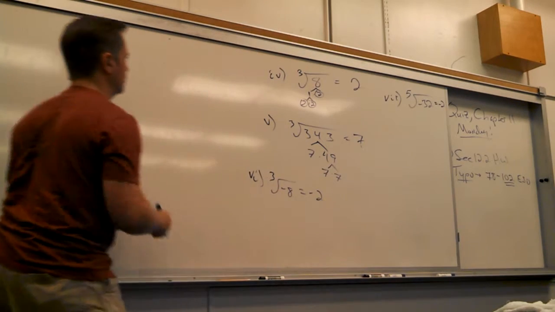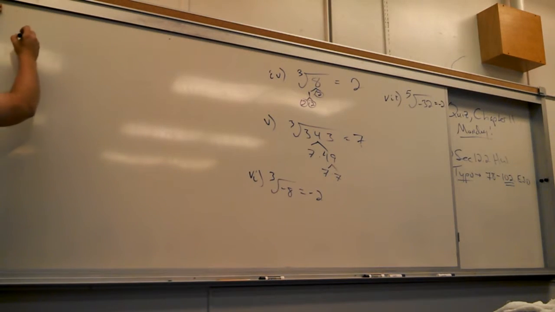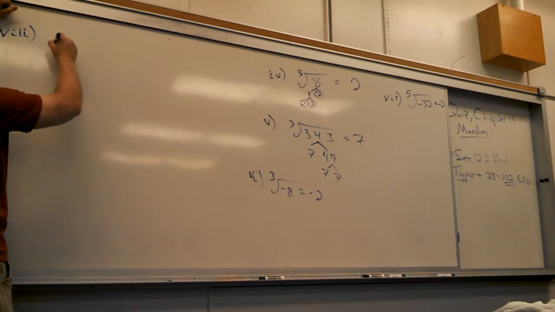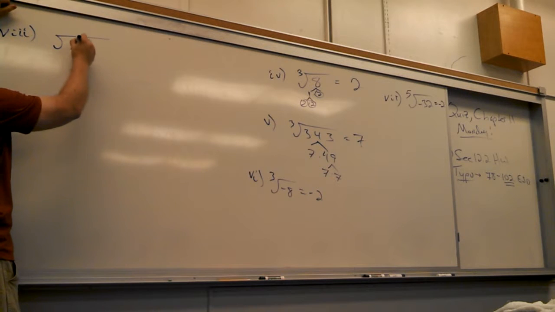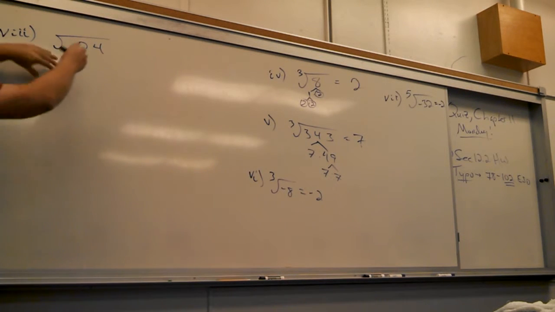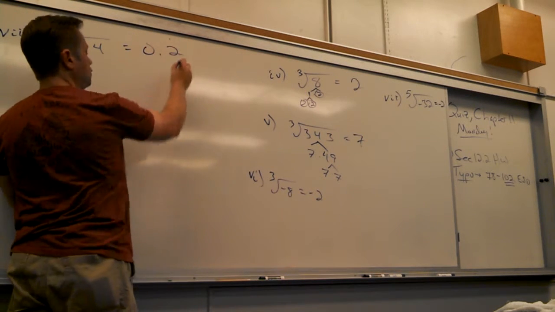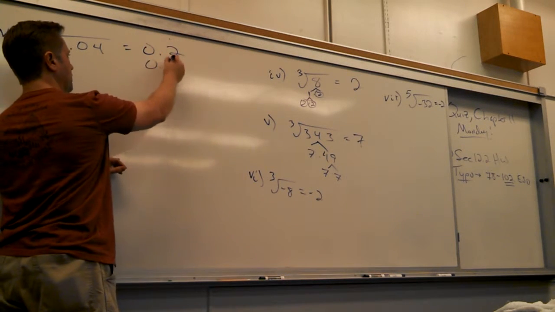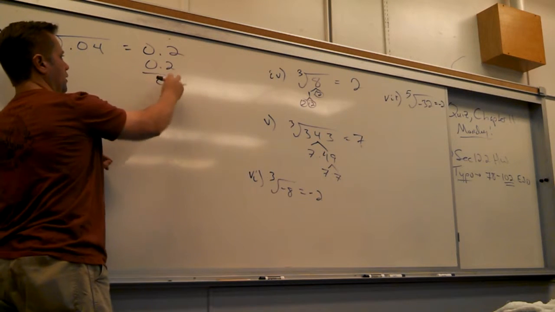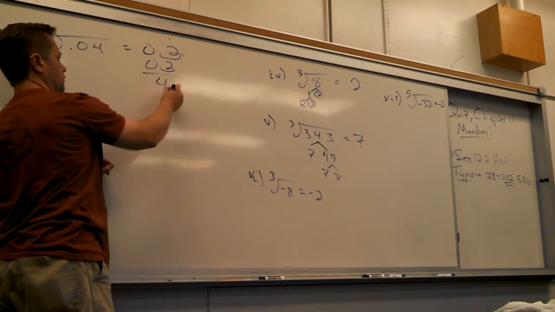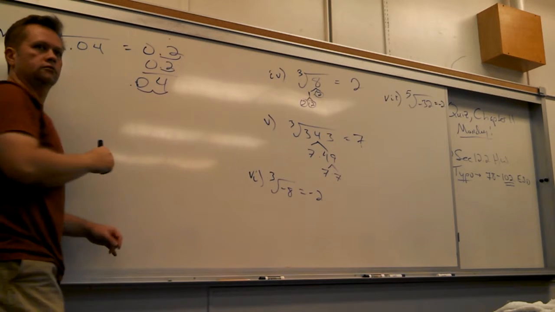Here's a freaky one that's in the homework. This always freaks people out. What's the square root of 0.04? 0.2. Now you're thinking backwards. The square root of 0.04 is 0.2, because do you remember when you multiply 0.2 times 0.2, you get 4, but then you have to move it back twice. So you get 0.04.